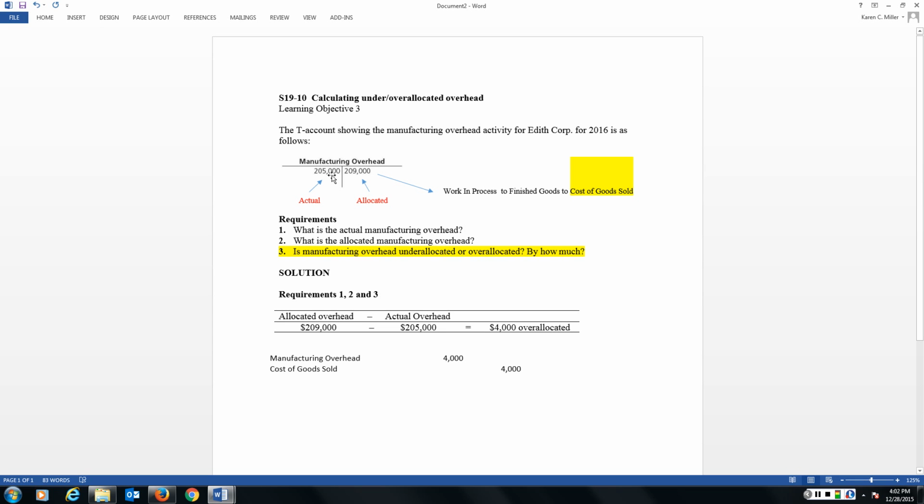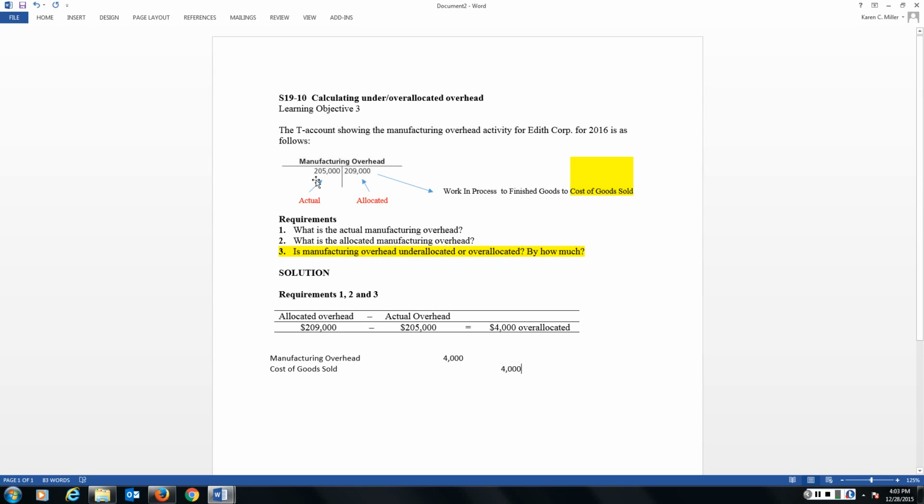Okay, so I hope this helps to give you an illustration: actual overhead is a debit to overhead. The credit is what we have actually allocated to our product. If I have more credits than debits, I have over allocated. I have put too much overhead into work in process, finished goods, and cost of goods sold, and I have to adjust it. How do I adjust it? By decreasing cost of goods sold and putting it back into the manufacturing overhead account.